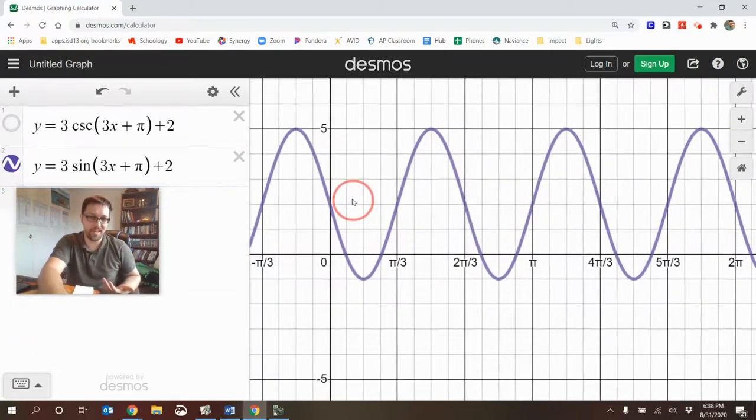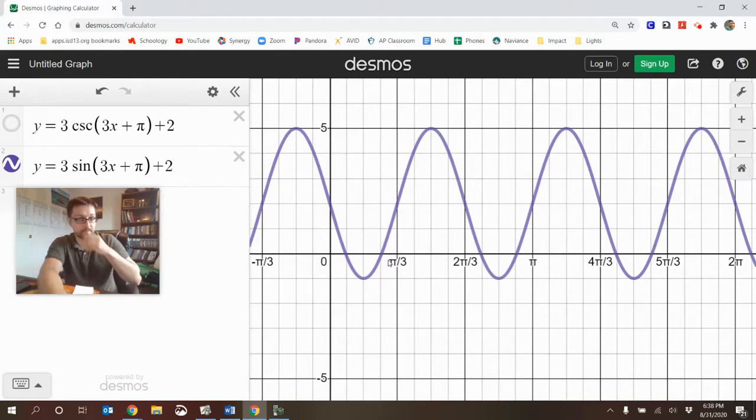But I'm just keeping it positive because it's easier to look at. And then we're changing how high and low it goes. It goes down 3 and it goes up 3 based on our amplitude right here of 3. Then, once we have done all that stuff, we need to say, okay, I want cosecant.